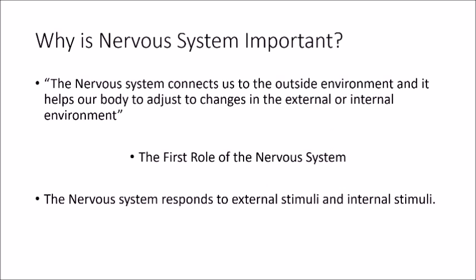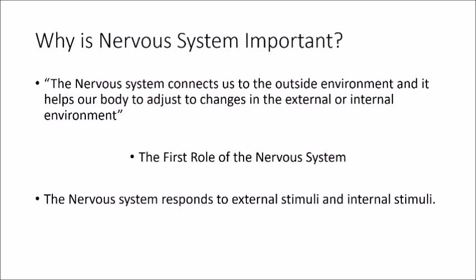Okay, so here's a summary. Here's a good description or definition, or a statement that explains why the nervous system is important. This is what the nervous system does. The nervous system connects us to the outside environment, and it helps our body to adjust to changes in the external or the internal environment. You don't necessarily have to write that down, but it's helpful to remember it this way. This statement basically explains everything that the nervous system does.